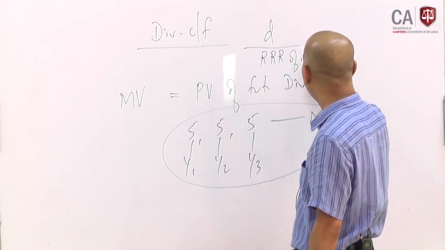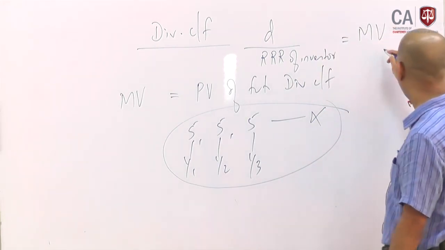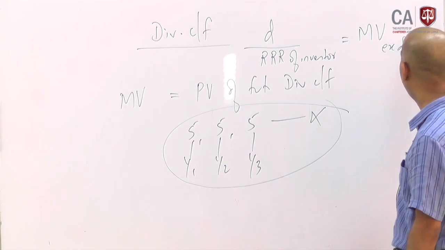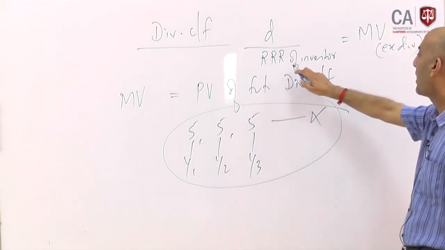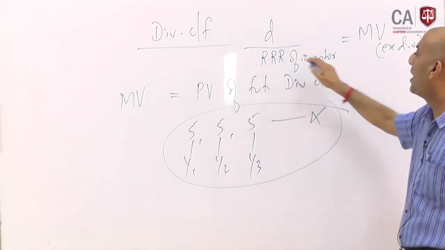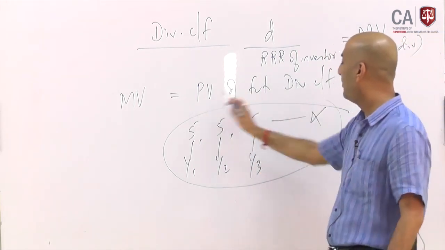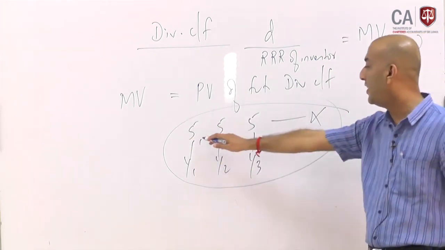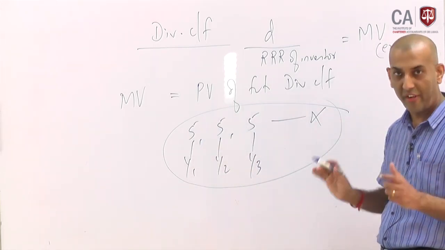Please note, your market value, which we call market value ex div, meaning the current year dividend is excluded, equals the dividend divided by the RRR of the investor. So dividend divided by the RRR of the investor equals the market value under the dividend valuation model, where the dividends are constantly paid for an infinite period.